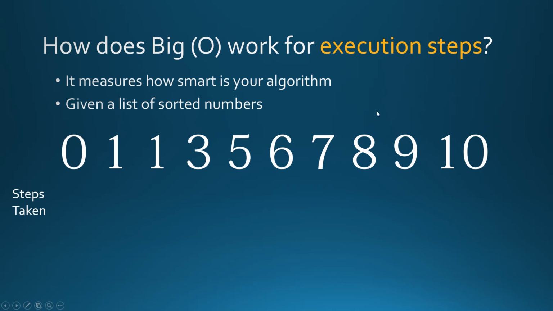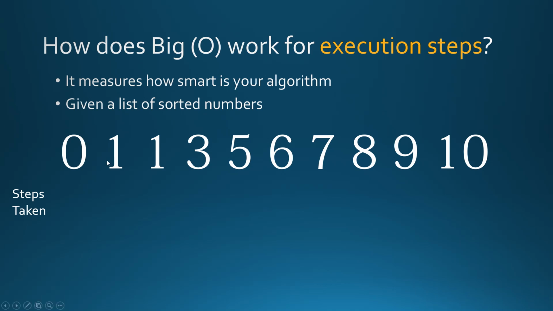How does big O notation work for execution steps? Remember, big O notation for execution steps is also called time complexity. It measures how smart your algorithm is, and I have prepared this simple example to illustrate how we can measure the big O notation, or time complexity, for this algorithm.